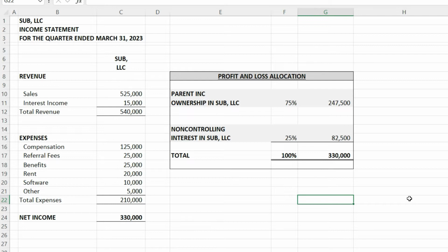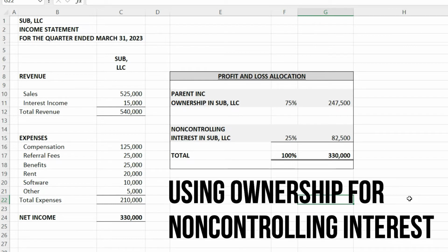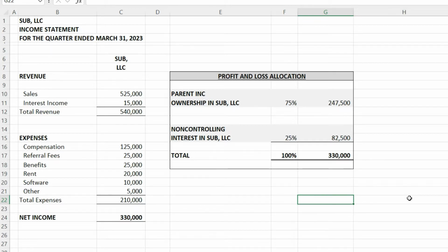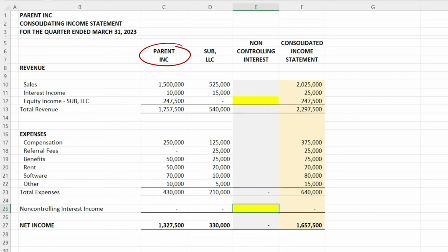net income. I'm strictly not looking at this from a variable interest entity standpoint. We're using ownership to dictate how we're allocating, or the attribution of how we're going to allocate net income and ultimately equity within the financials. So let's flip over to the consolidating income statement. I've got parent incorporated's results for the quarter. I've got sub LLC's results for the quarter.